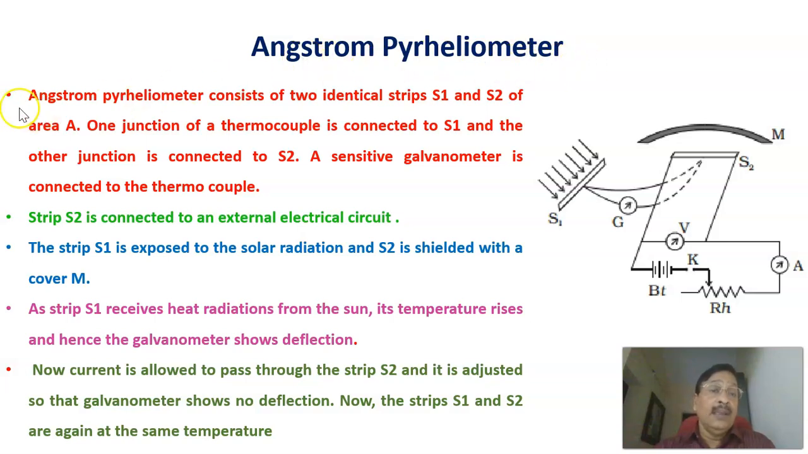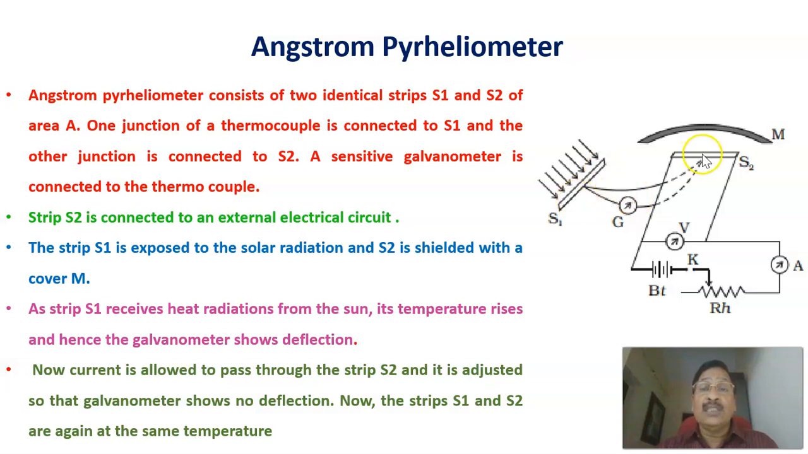An Angstrom pyrheliometer consists of two identical strips, S1 and S2, each having an area A. One junction of the thermocouple is connected to S1, and the other junction is connected to S2. These are the two junctions of the thermocouple, and a sensitive galvanometer is connected between the terminals of the thermocouple.